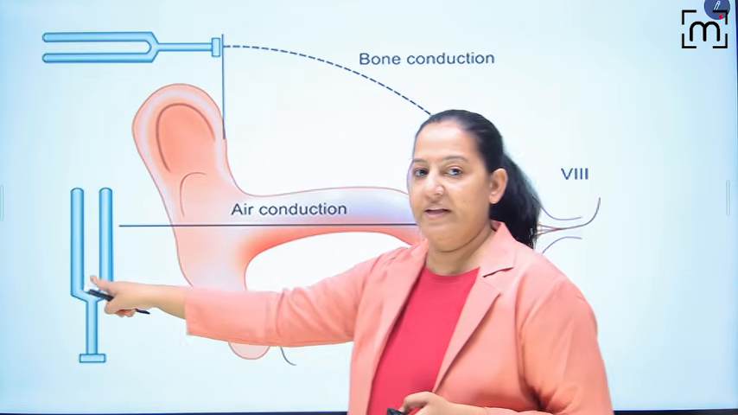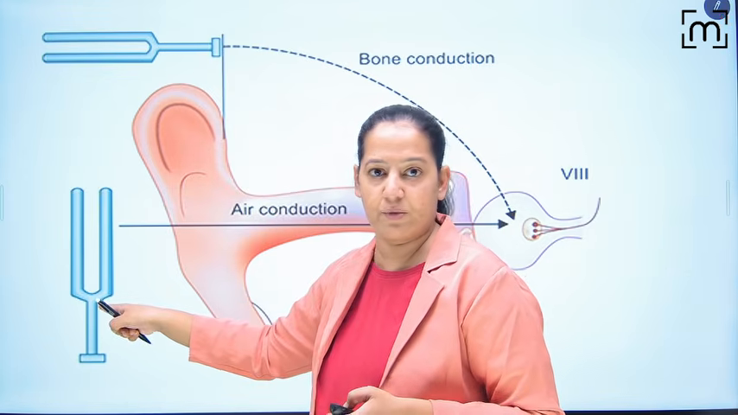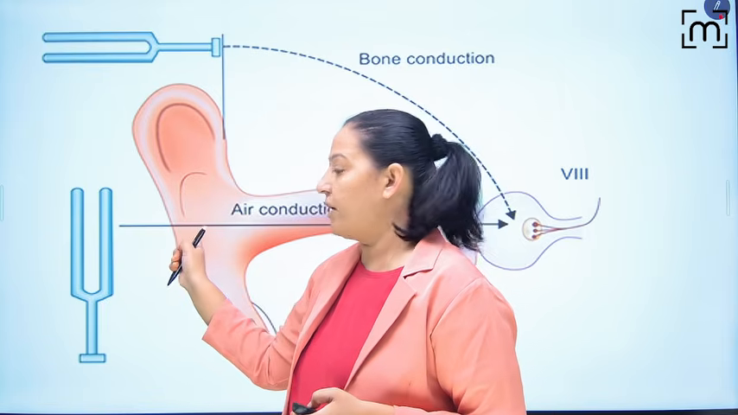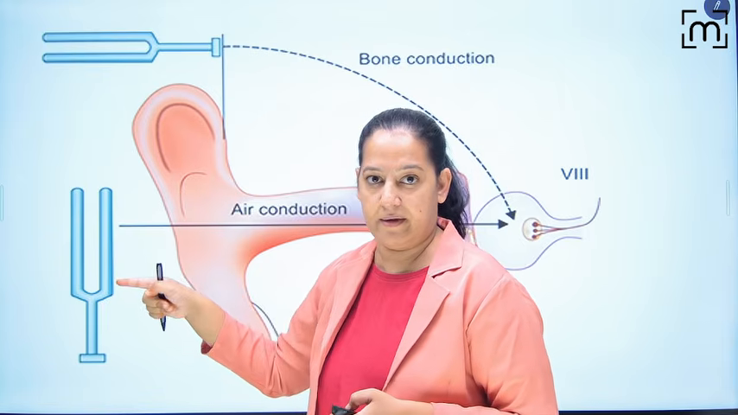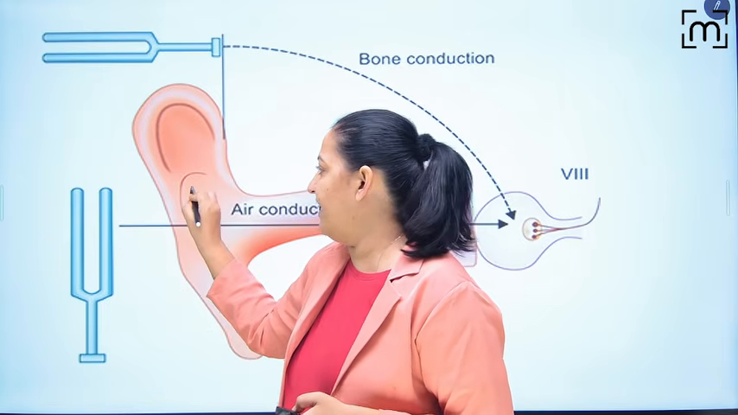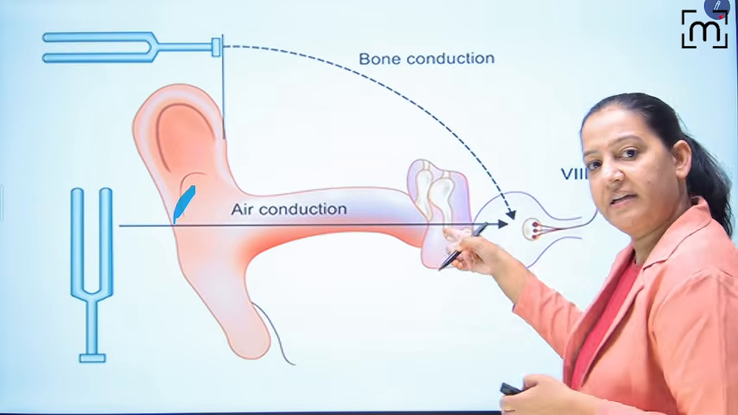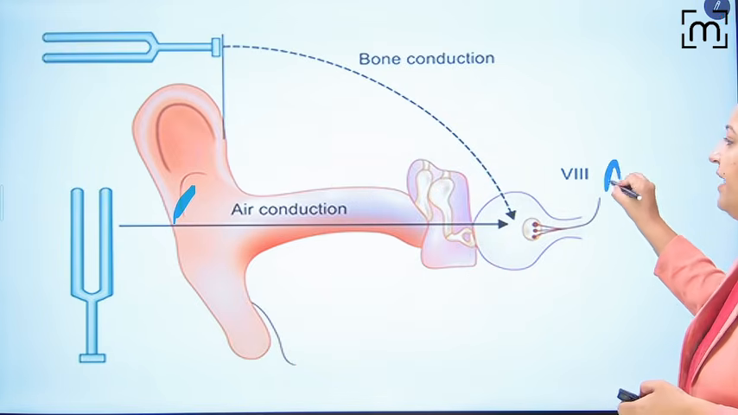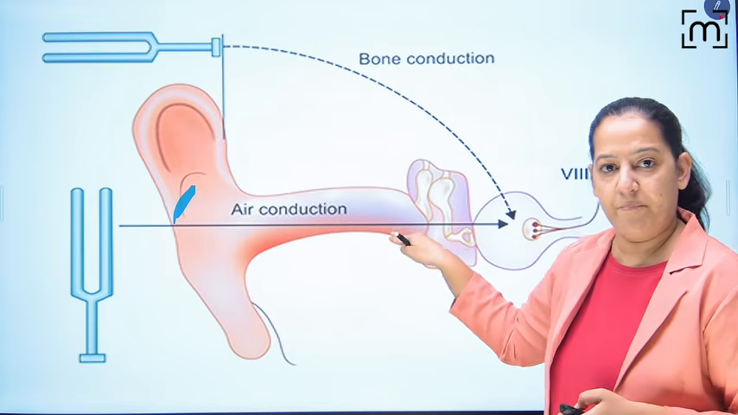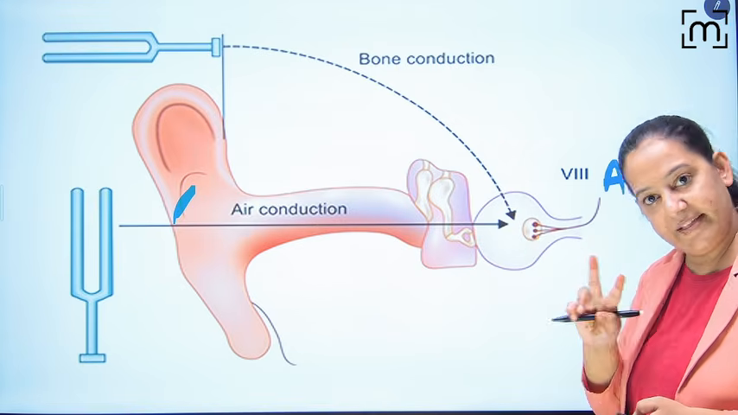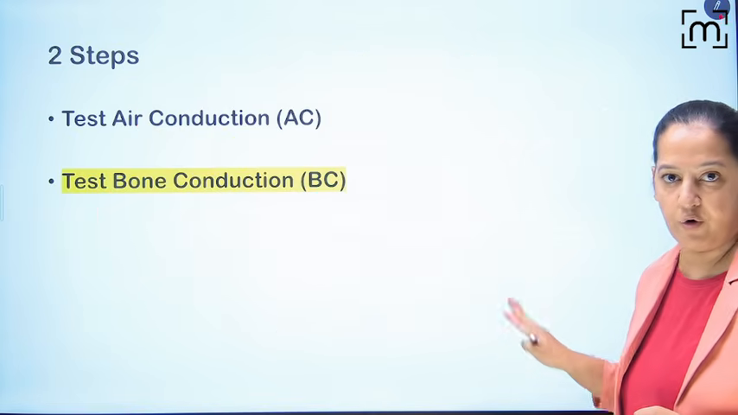So here you see only this one. Don't see this one. You see this one. So I'm keeping the tuning fork 2 centimeter away from the pinna. You can see the sound is traveling from pinna till the complete auditory cortex. So I'm testing the conductive pathway as well as the cochlear pathway. It is testing both conductive and cochlear, the same thing.